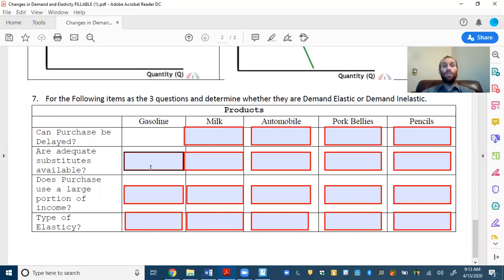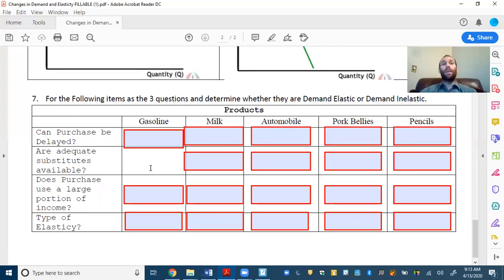Are adequate substitutes for gasoline available? Yes, there are substitutes, but not adequate. You can't put diesel in a gasoline tank. It'll make your car create a smoke screen. It's super bad for it. Don't do that. So are there adequate substitutes, especially where all of you guys live?